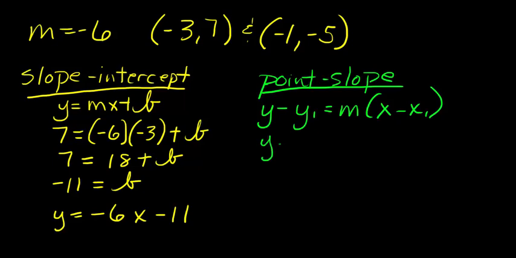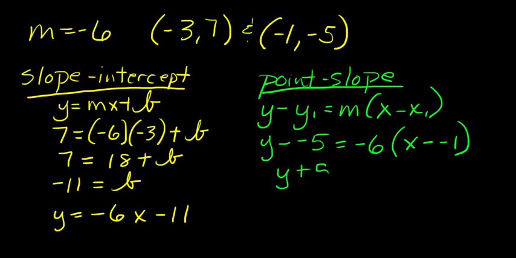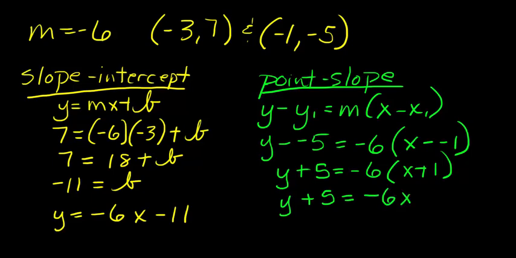So I'll have y subtract a negative 5 equals our slope of negative 6 times x subtract a negative 1. We know that's y plus 5 equals negative 6 times x plus 1. So when we multiply, we get y plus 5, and now distribute through, giving us negative 6x minus 6. We subtract a 5 from both sides, and we get y equals negative 6x minus 11.